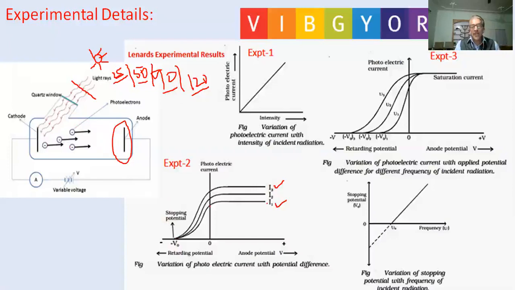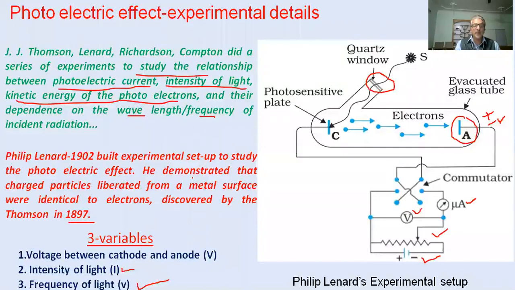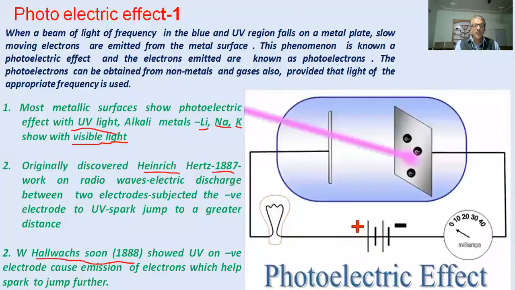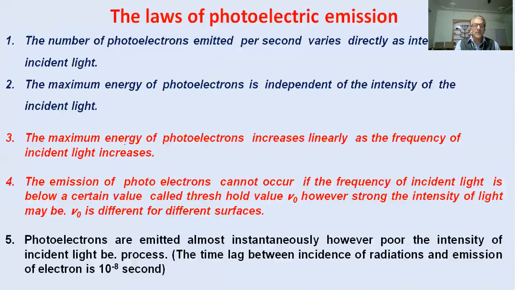And this kinetic energy, or the stopping potential, is independent of the intensity of light. It is independent of the intensity. This becomes the second law of photoelectric effect. The maximum kinetic energy of photoelectrons is independent of the intensity of light. It's very important. Now we'll move back.